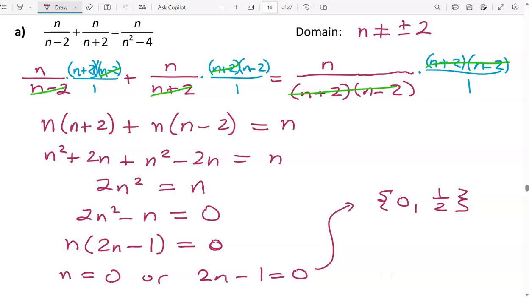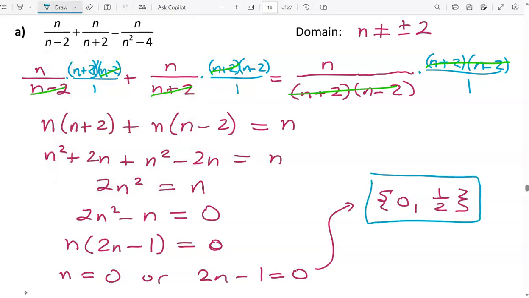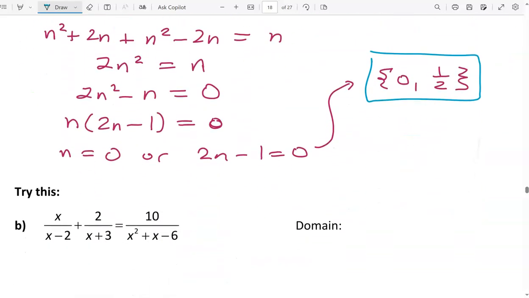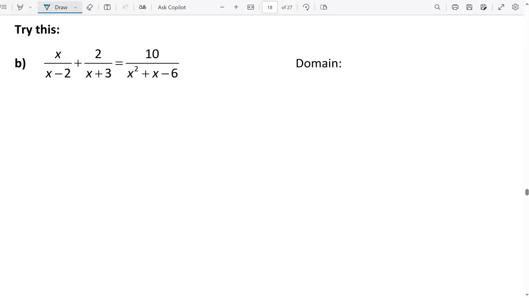Notice that neither of these solutions conflict with the domain. n cannot equal plus or minus 2, so both are allowable solutions. Neither one is extraneous. All right. Here's one for you to try on your own. Please be sure to pause the video while you do this.